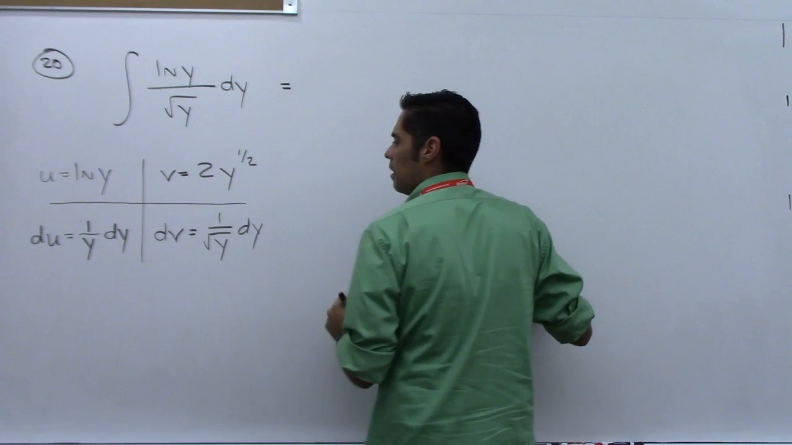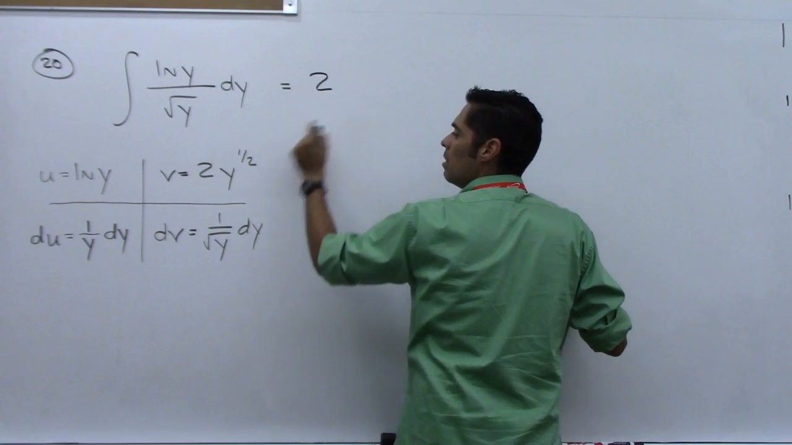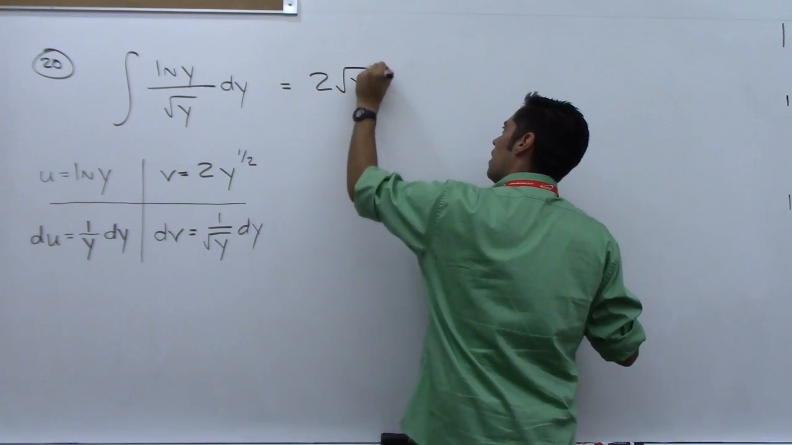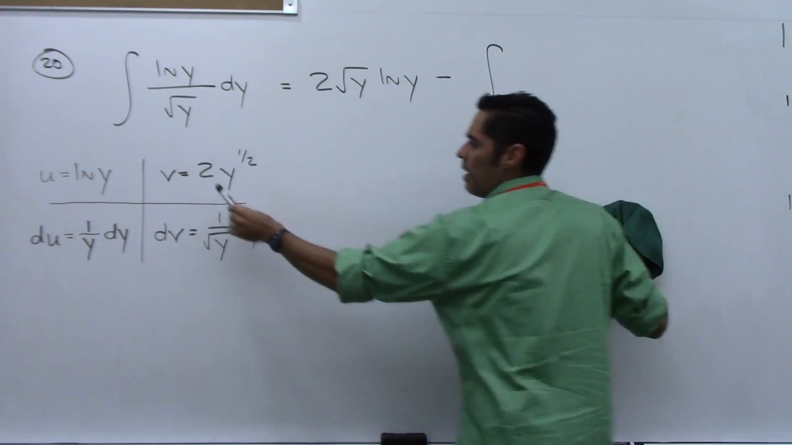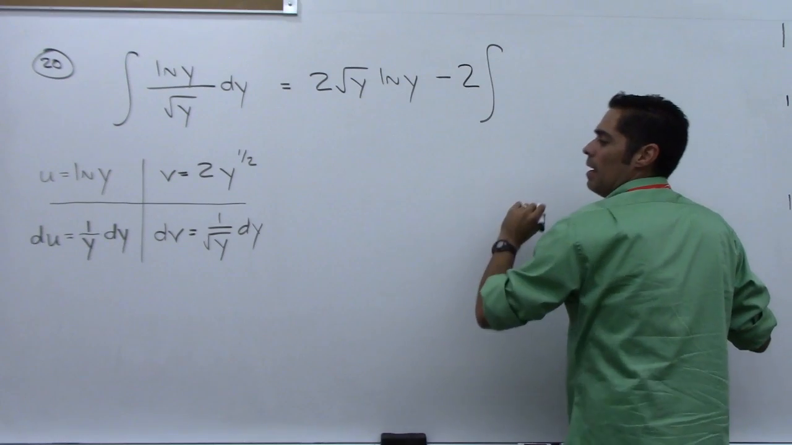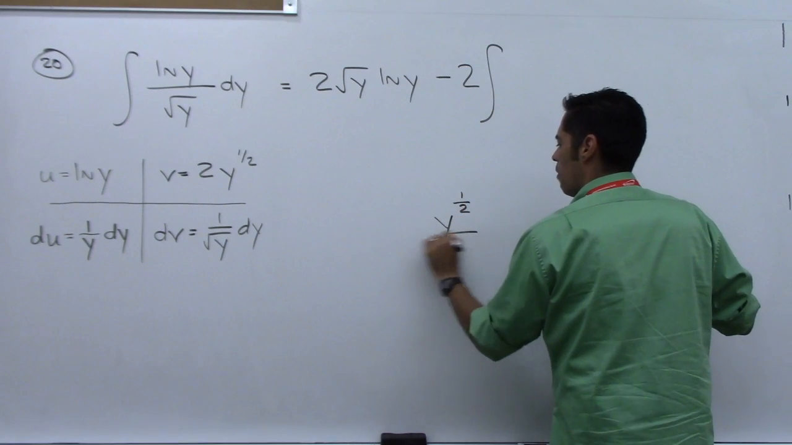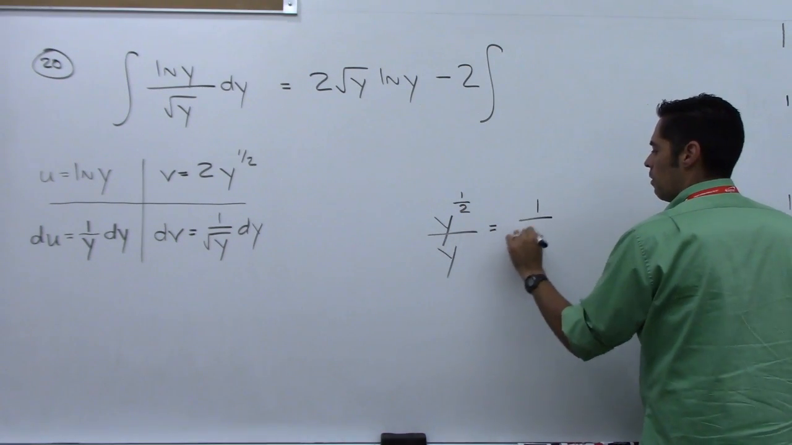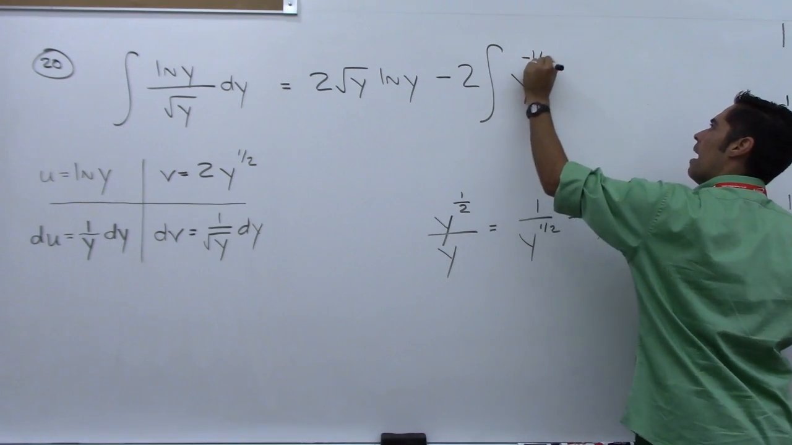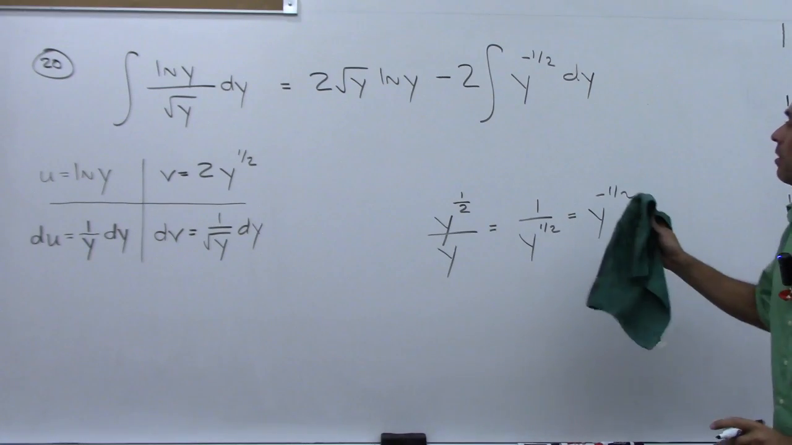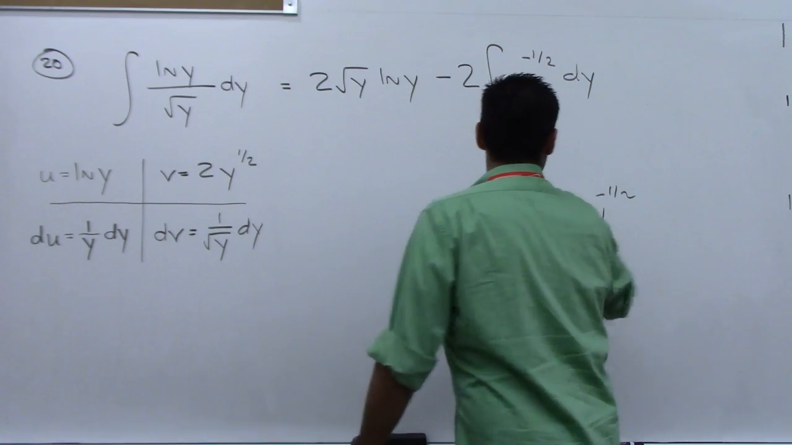Now we can write our uv minus the integral of v du. So uv is this times this, so 2 square root of y and then natural log y, and then minus the integral, and notice I have a 2 here, so I'll pull that out. And then I have y to the 1/2 over y, which is the same as 1 over y to the 1/2, which is y to the negative 1/2. So this is y to the negative 1/2 dy. So see, that's what I meant. We were going to have a power of y left. So there it is. And now we just integrate that.